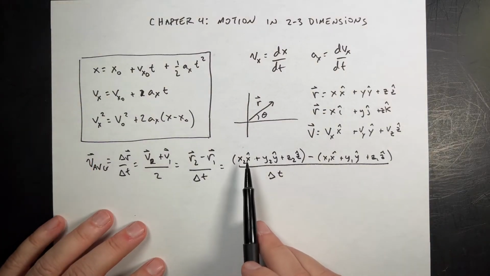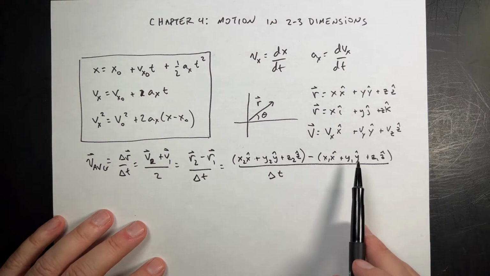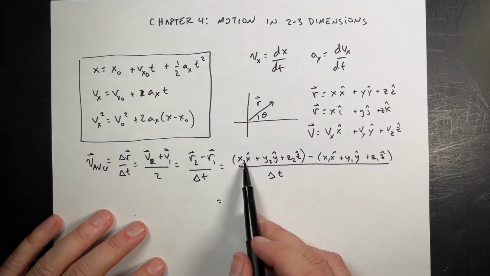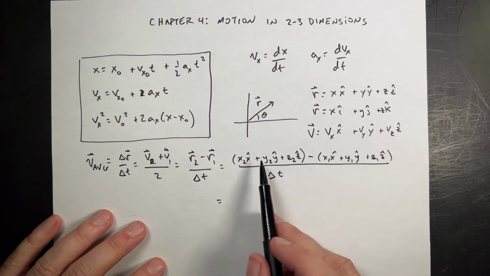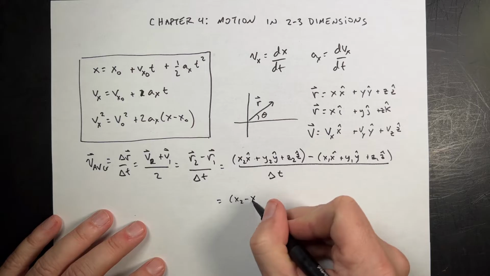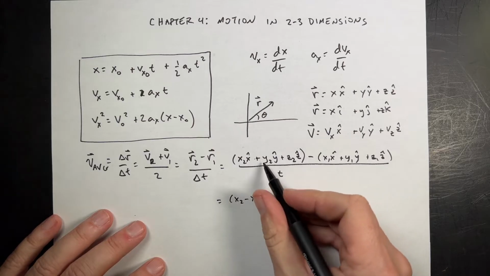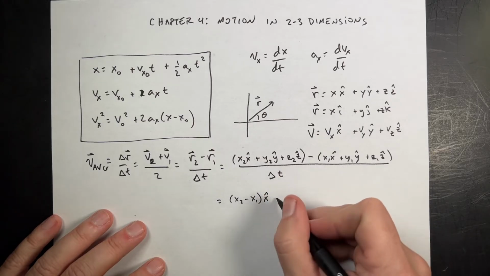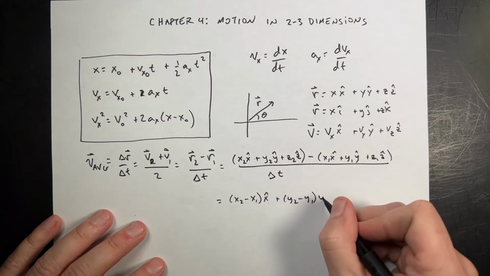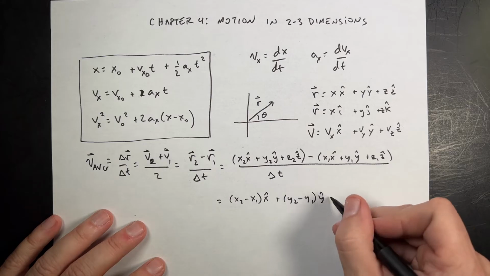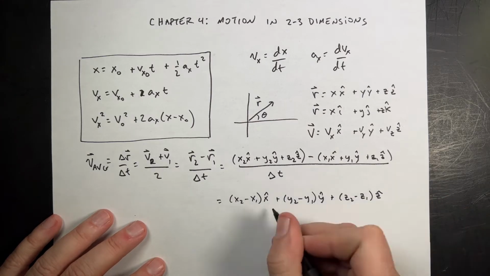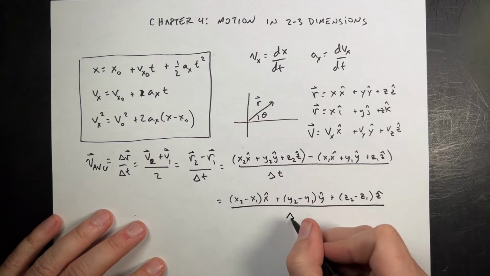So if you remember, when we have vectors and we want to add or subtract vectors, we add or subtract the components. So if I do that, I have an x hat here and an x hat there. So I'm going to get x2 minus x1 x hat. And then I'm going to get y2 minus y1, so it's going to be plus y2 minus y1 y hat. And then I'm going to get the z's, plus z2 minus z1 z hat. And all of that's divided by delta t.